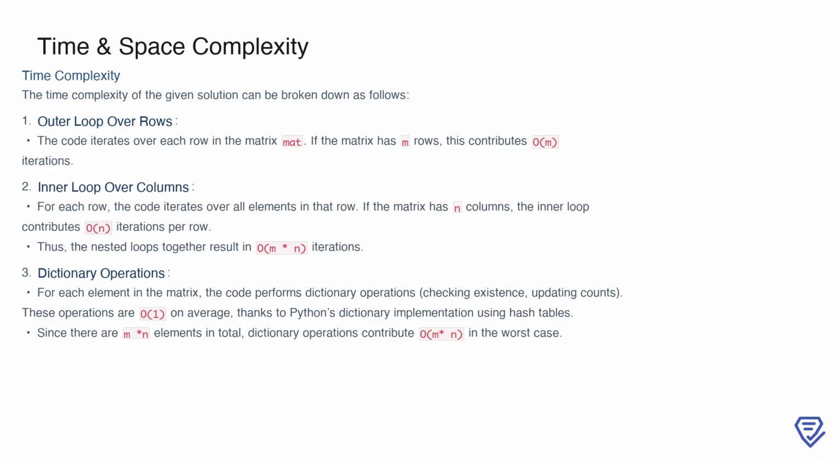Additionally, for each element, the solution performs dictionary operations such as checking for existence and updating counts. These operations have an average time complexity of O(1) due to the use of Python's hash tables. Since there are m*n elements in the matrix, dictionary operations contribute another O(m*n) in total. These steps form the core of the solution's time complexity.